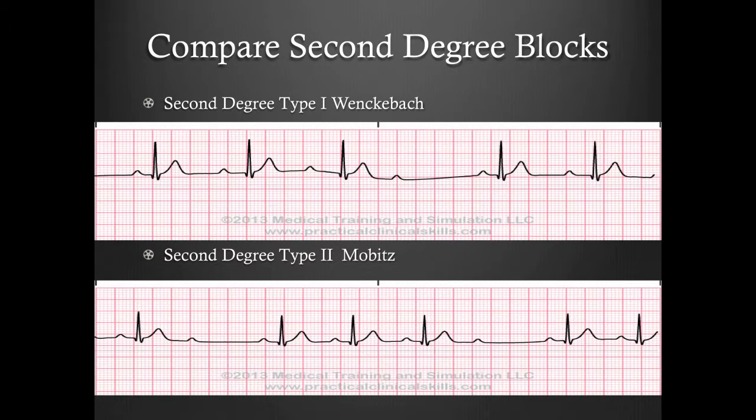Let's look at these two type 2 AV blocks side by side. At the top we see the Wenckebach, at the bottom we see the Mobitz. And here we see the longer, longer, longer than a drop. It must be a Wenckebach. And here we see the same PR intervals over and over again until we lose a QRS complex. So, longer, longer than a drop, it must be a Wenckebach. And if we just drop one after regular PR intervals, it is a Mobitz.